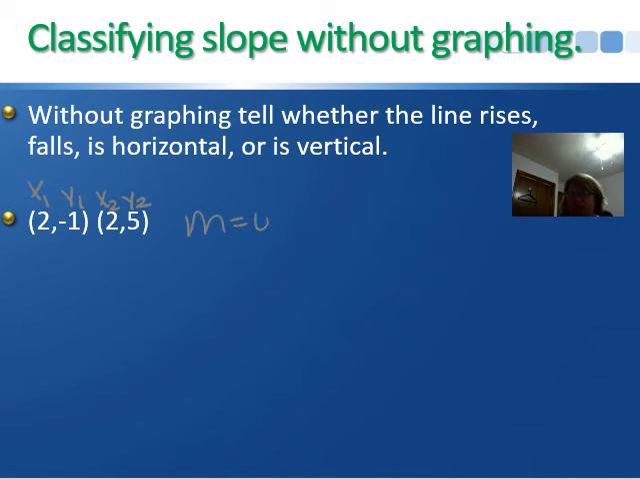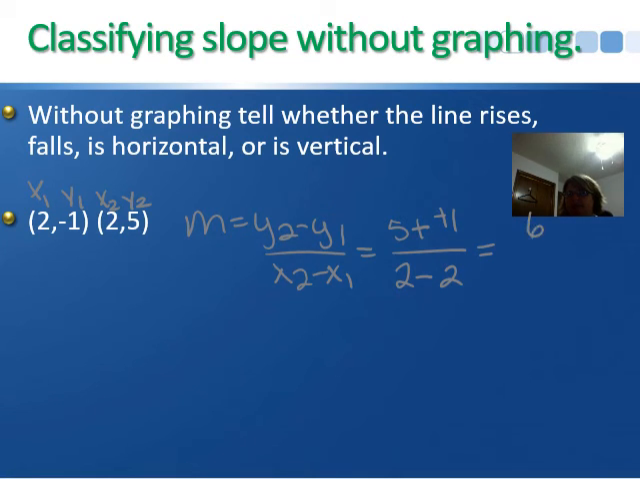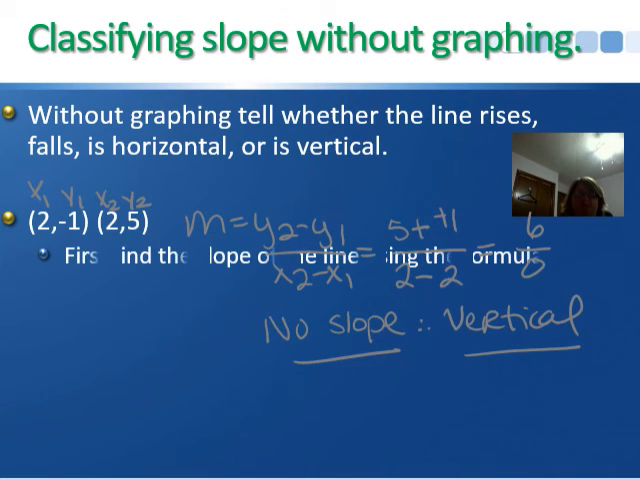M is equal to y sub 2 minus y sub 1 over x sub 2 minus x sub 1 equals y sub 2, 5, minus y sub 1, negative 1, over 2 minus 2, equals positive 6 over 0. So what does that mean? That means no slope. And if it's no slope, therefore, vertical. Bam. Winners. Look, I already typed that in because I am a superstar.